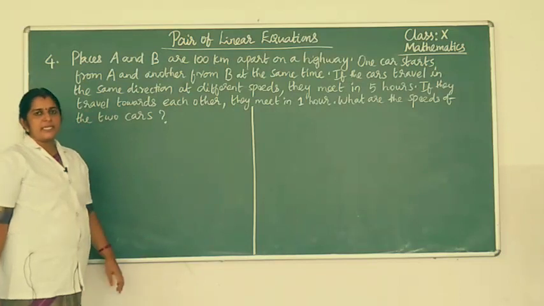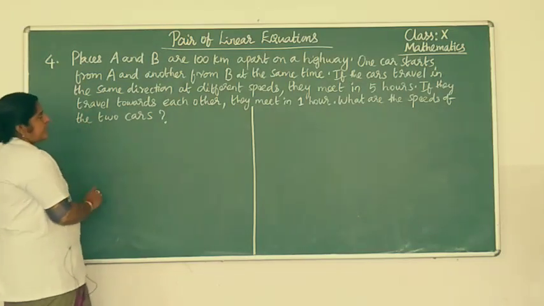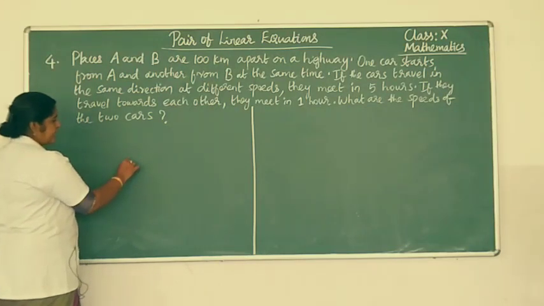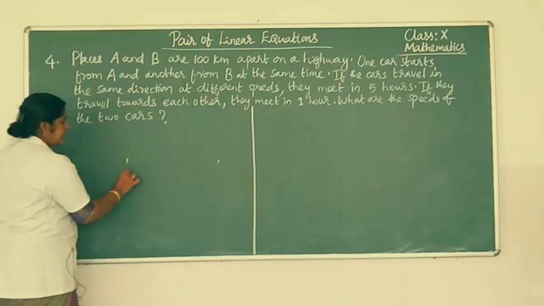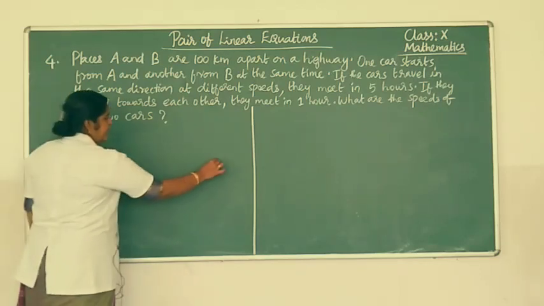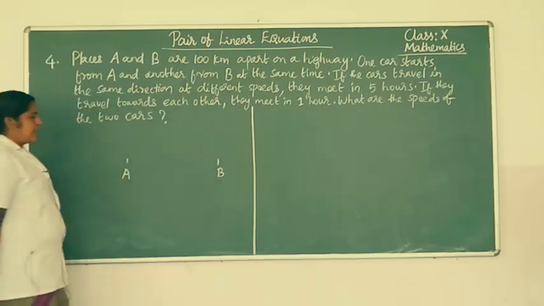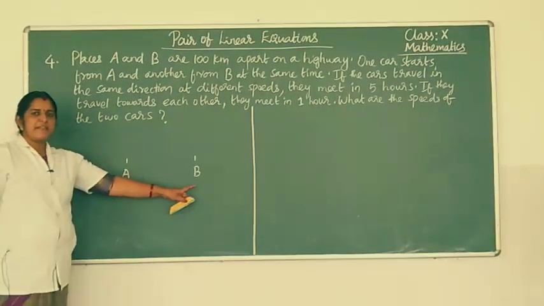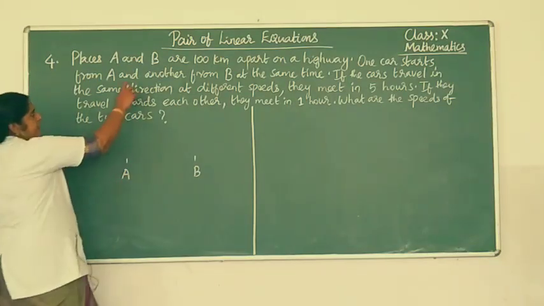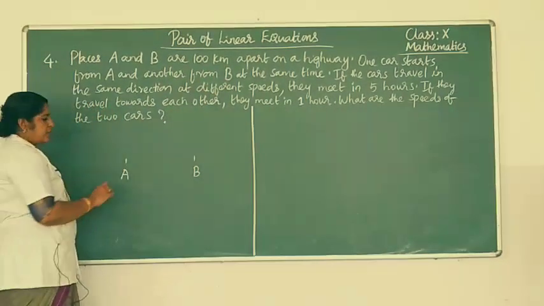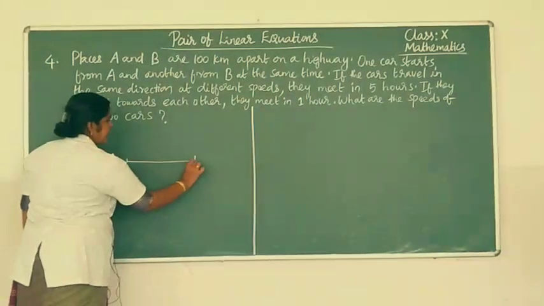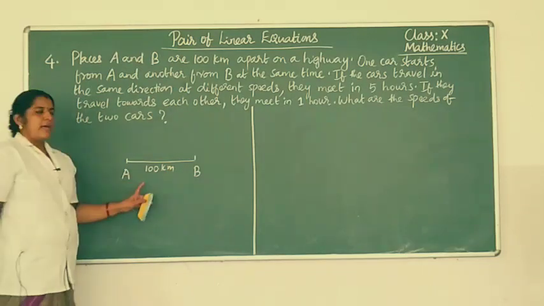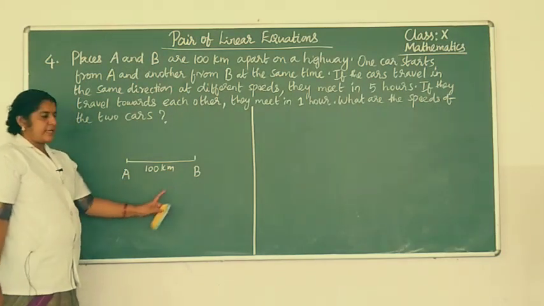So what is the situation given here? There are places A and B. Here we can consider two places: the first place is A and the second place is B. What is the distance between A and B? It is given that they are 100 km apart. So the distance between the two places A and B is 100 km. The two places are 100 km away from each other.